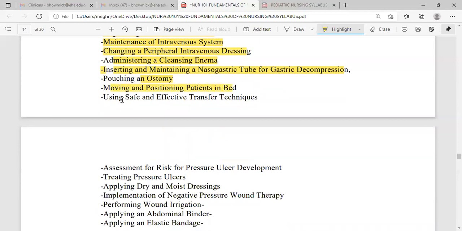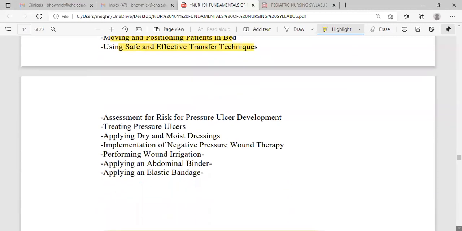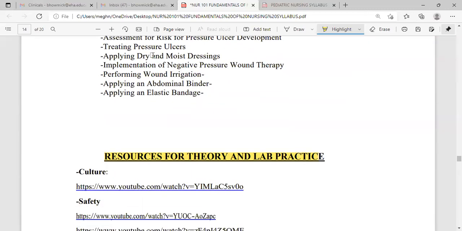How to do this? Using safe and effective transfusion techniques. What else? Also measuring the risk factor for pressure ulcer development. You have to avoid it. Treating the pressure ulcer, applying the dry and moist dressing. Also implementations of negative pressure wound therapy. Performing wound irrigation, applying abdominal binder, and applying the elastic binder. So we will show you how to do this, and it is called your skill development.